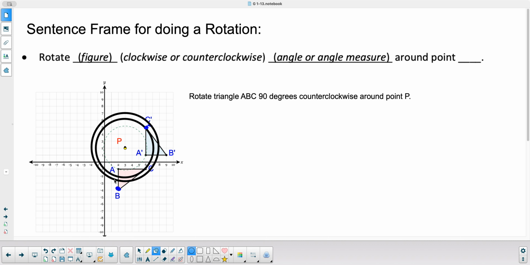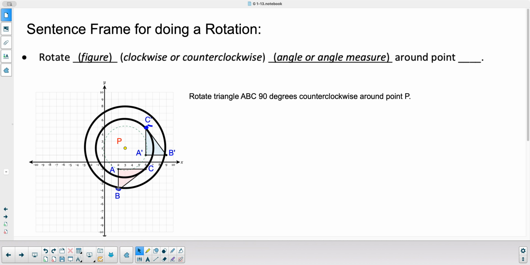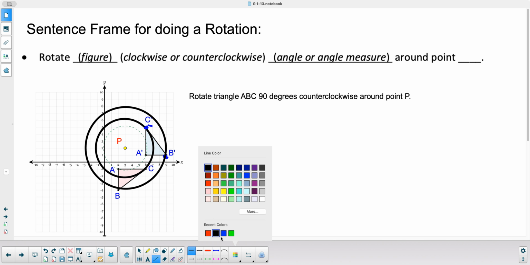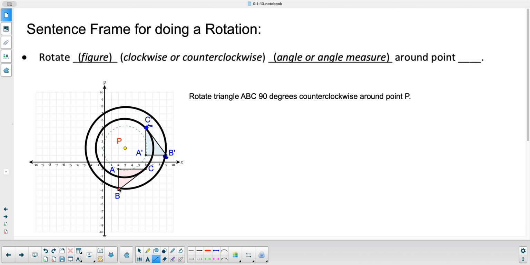So from P to B, you notice that this point rotates along the circle 90 degrees. And if I take some lines here to show you the angle, let's go from B to P, P to B. You see it's a 90-degree angle.